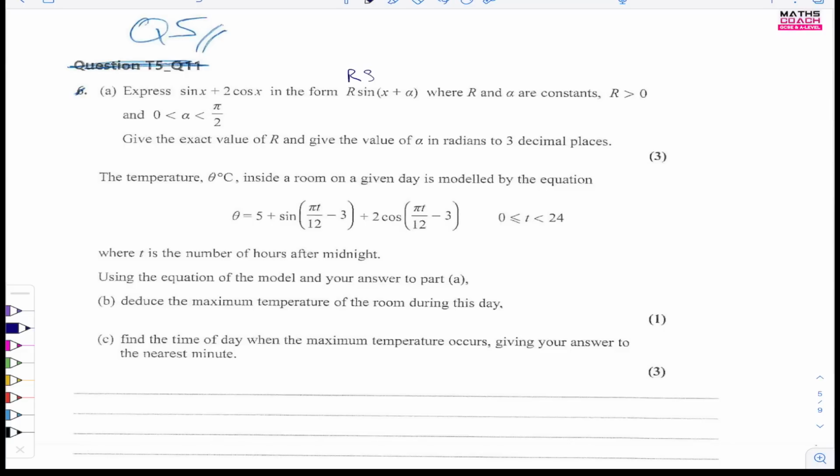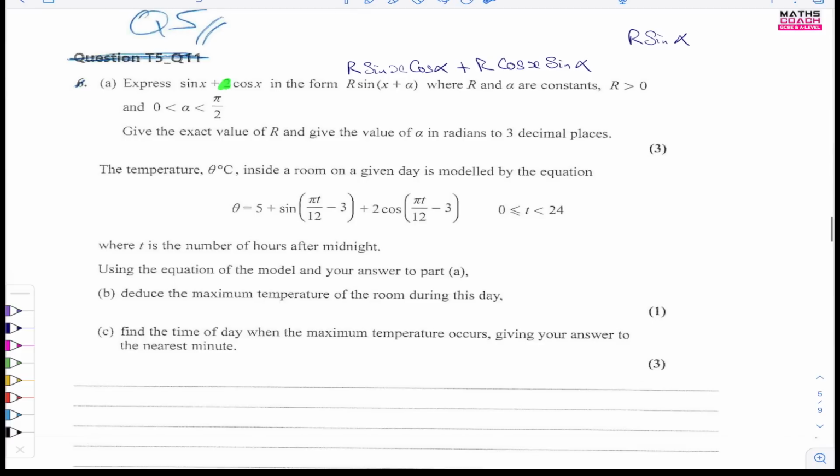So this will be r sine x cos alpha plus r cosine x sine alpha. Okay, so the addition rule is given in the formula booklet. Sine of a plus b is sine a cos b plus cosine a sine b. Now, if we compare the coefficients in this, so r sine alpha is the coefficient of cos x. Cos x on the other side has coefficient equal to 2.